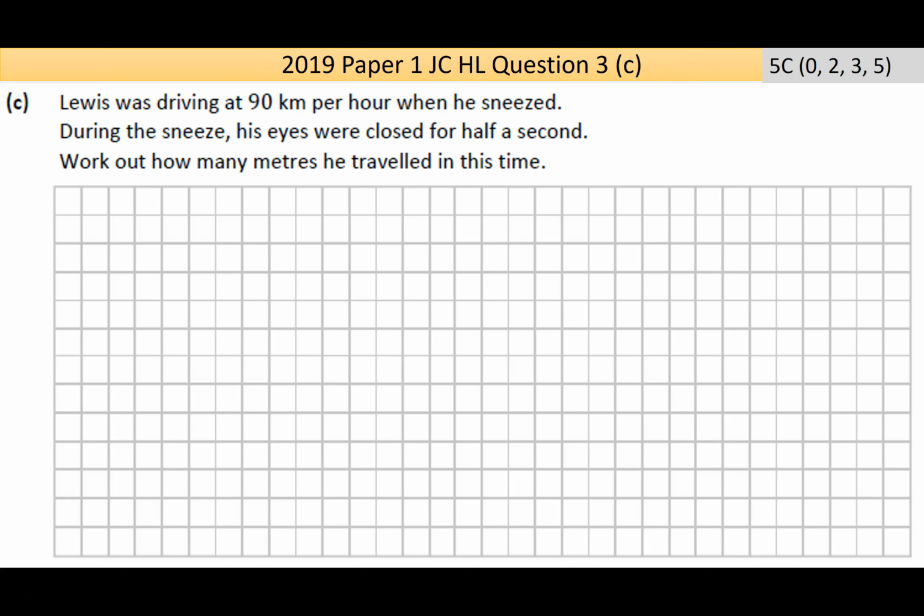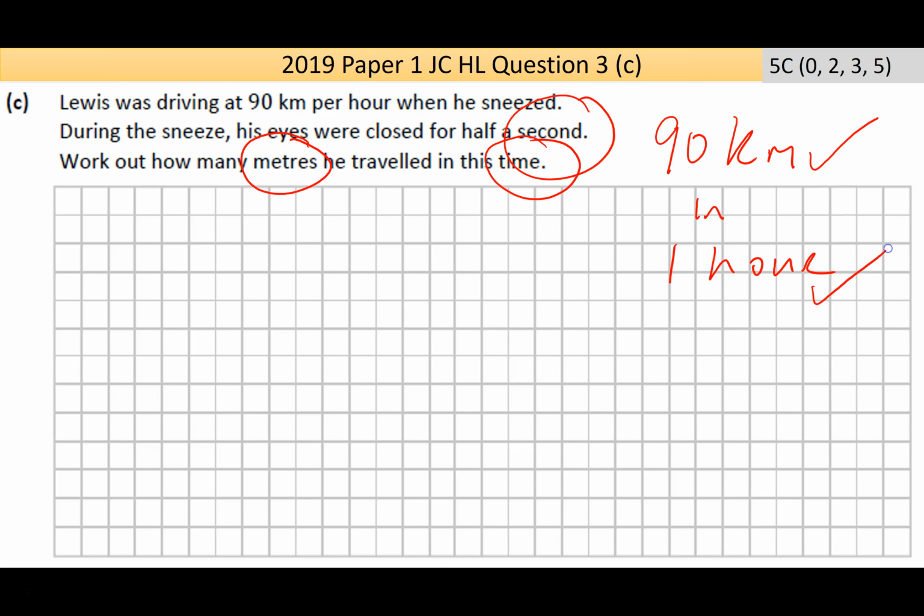So part C here has Lewis driving at 90 kilometers per hour when he sneezed. Bless you. During the sneeze, his eyes were closed for half a second. Work out how many meters he traveled in this time. So his speed was 90 kilometers in 1 hour. Now we're given units of meters and they mention a second, so right off, the units we're dealing with here aren't right. If we can convert 90 kilometers to meters, we'll at least be getting somewhere.